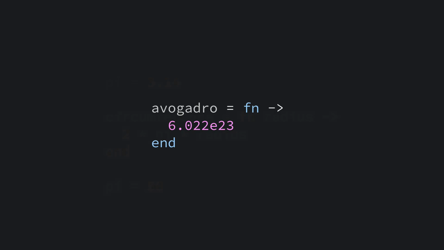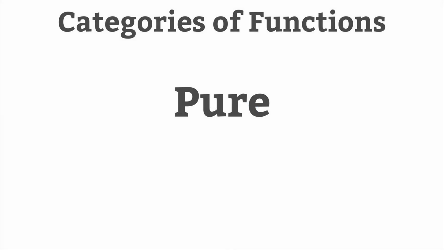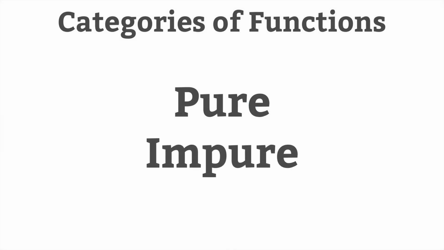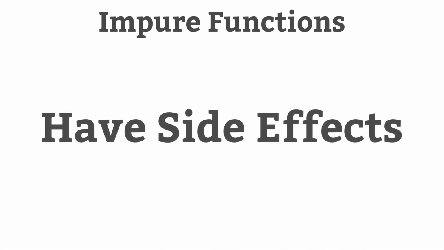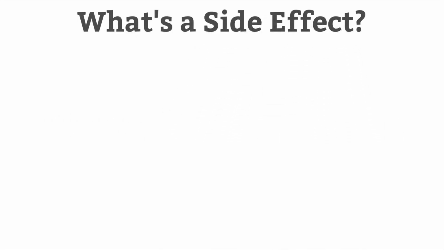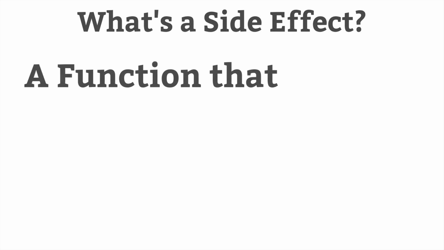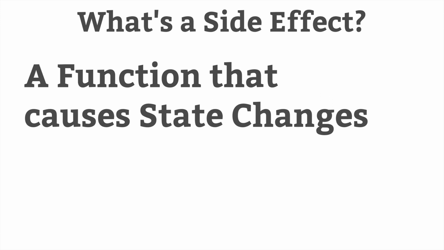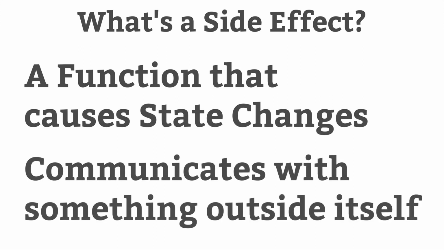Okay, so we've looked at a few pure functions, but what about impure functions? Well, an impure function is a function that involves side effects, which of course begs the question, what's a side effect? A side effect is when a function causes some type of stateful change, or it communicates with something outside of its input parameters and return value. Let me show you some examples.